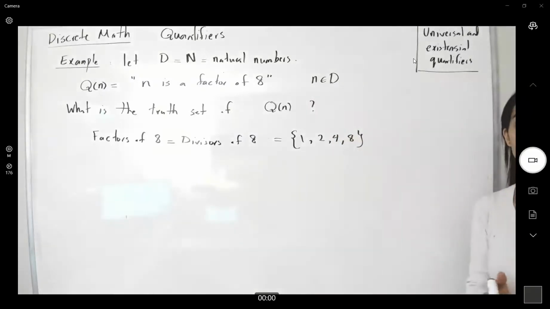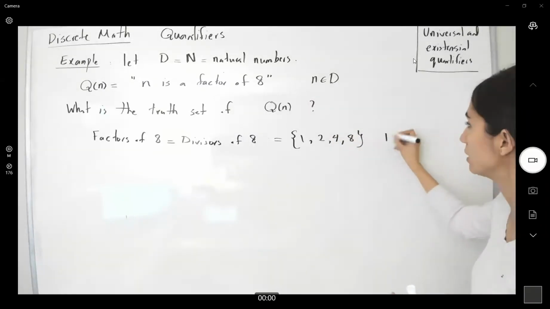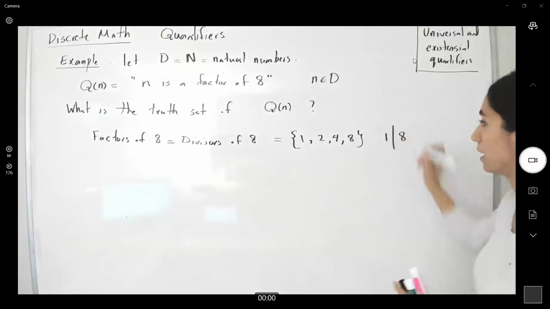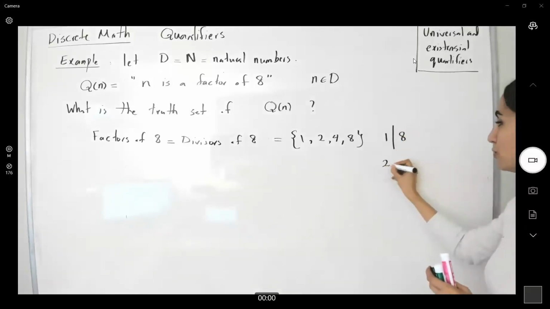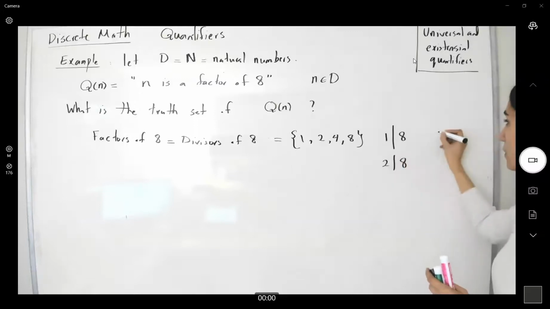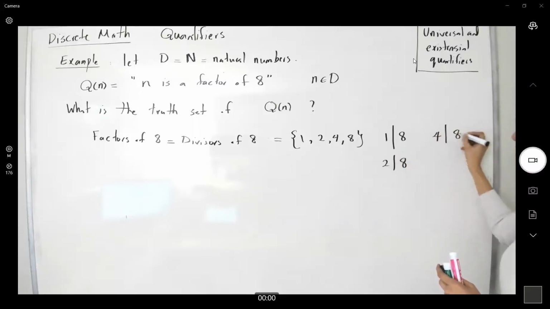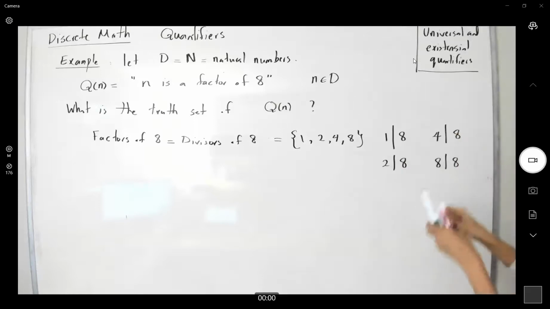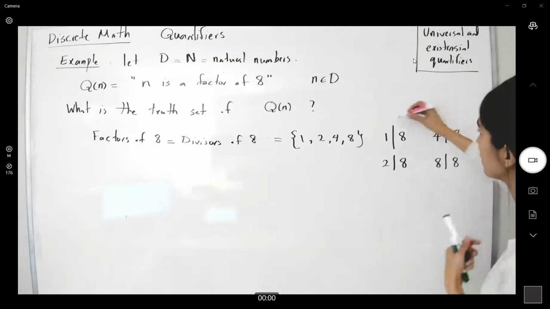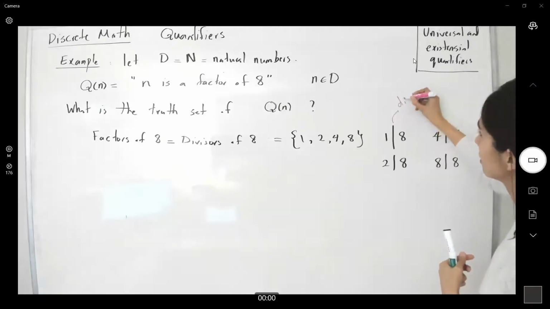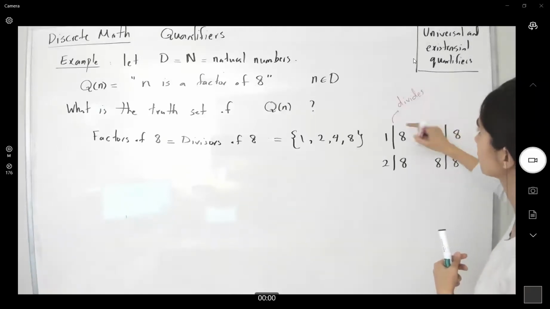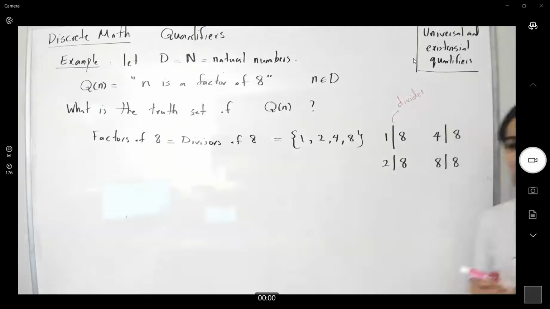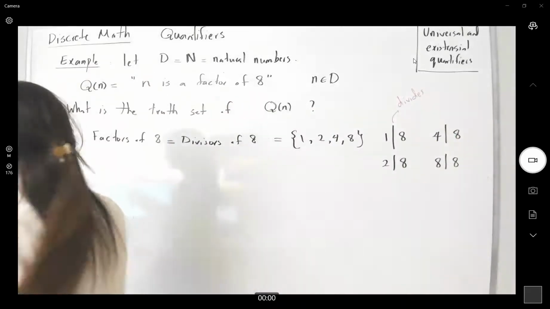So the notation that you're going to use is 1 divides 8, 2 divides 8, 4 divides 8, and of course, 8 divides 8. So the vertical line here is divides. So let's continue.